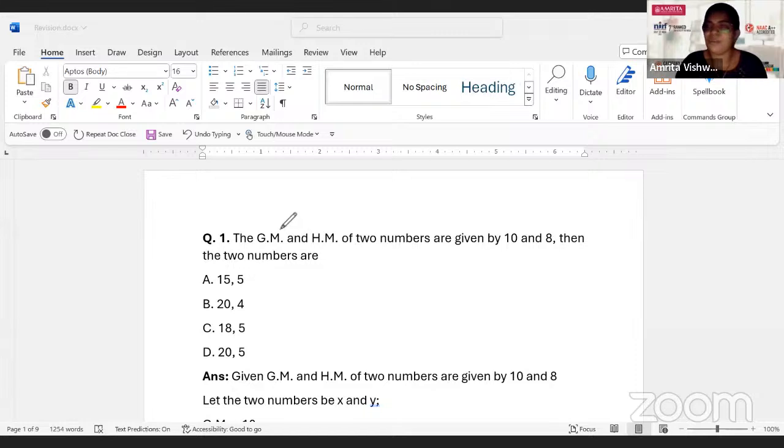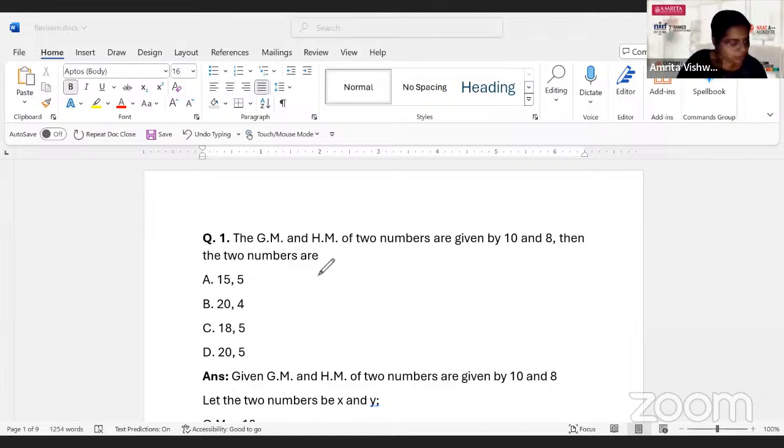So you have a formula in terms of A and B when it comes to GM, and you have a formula in terms of HM with these A and B. So you have to use those two formulas, and you have the numbers 10 and 8. Then you have to find what are the two numbers when GM is 10 and when HM is 8.